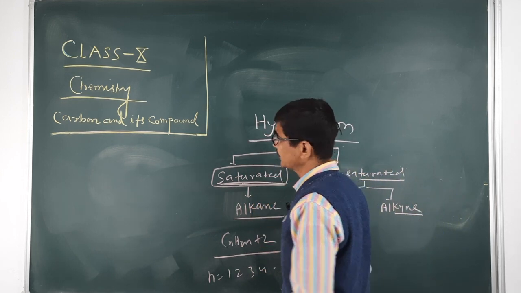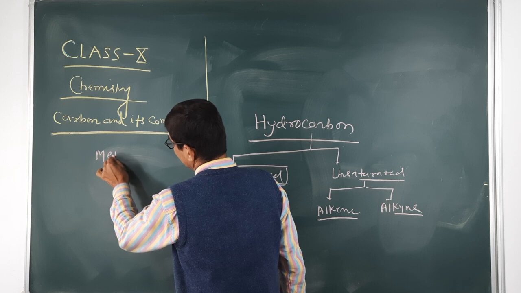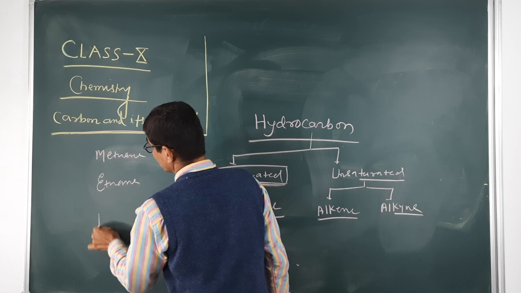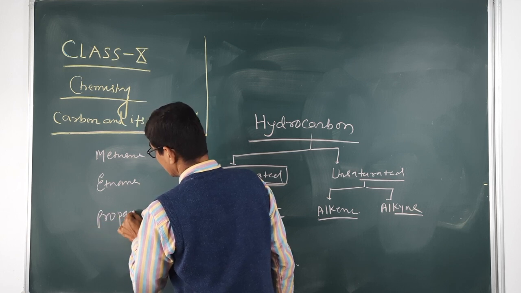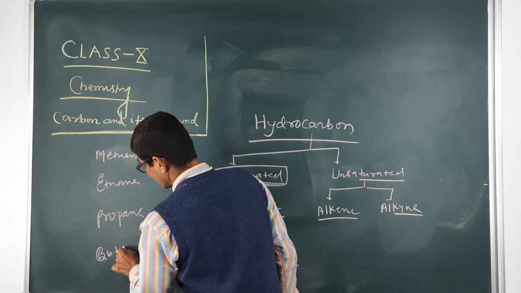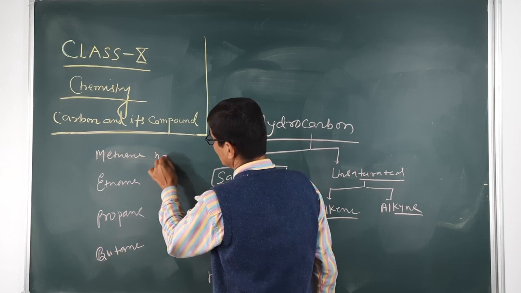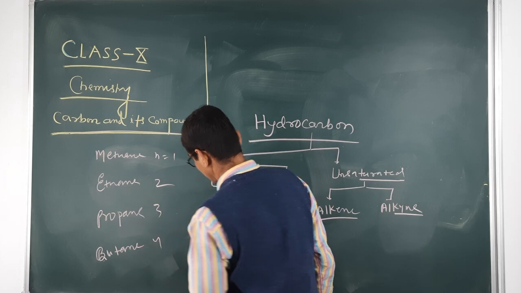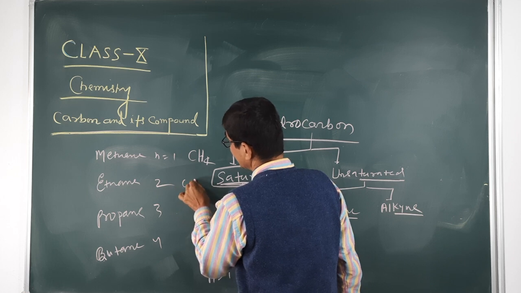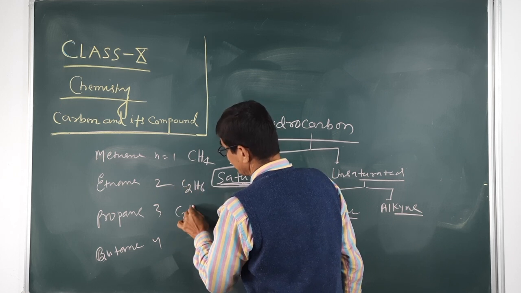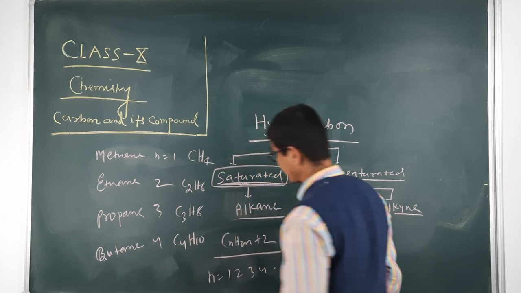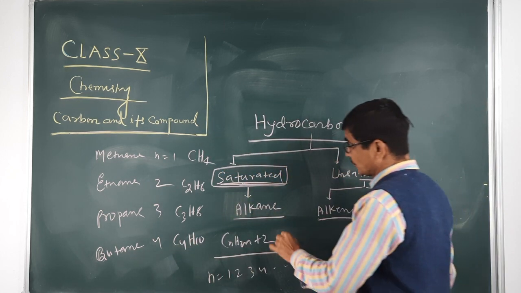In case of alkane: methane, ethane, propane, butane. Okay, n is equal to 1, 2, 3 and 4. Now put the value of n, we will get formula: methane, this is ethane, propane and butane and so on. So this belongs to alkane group.